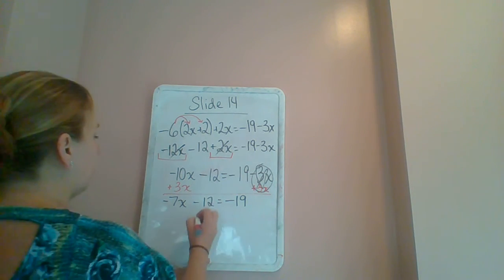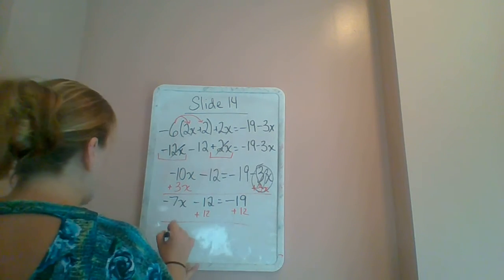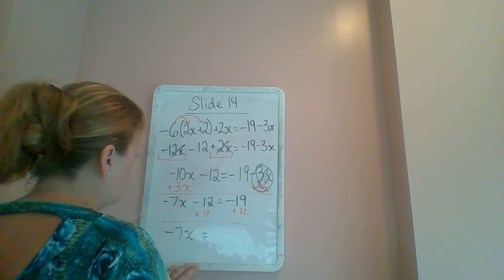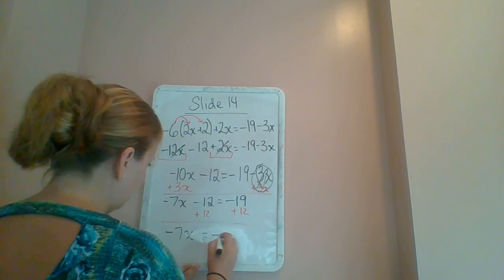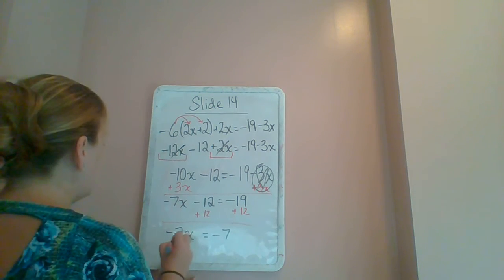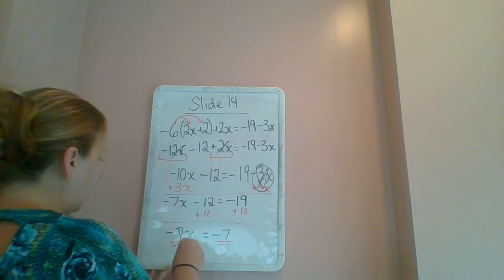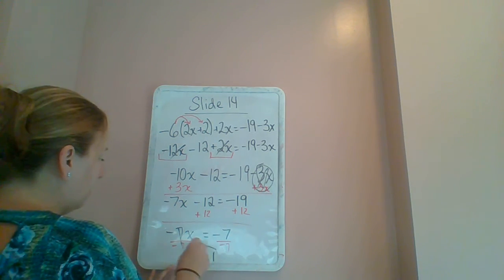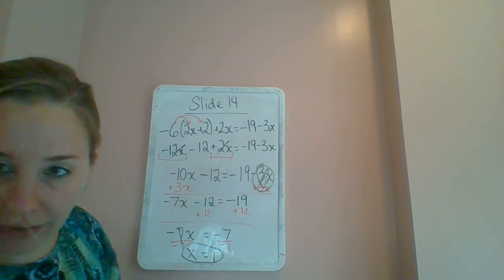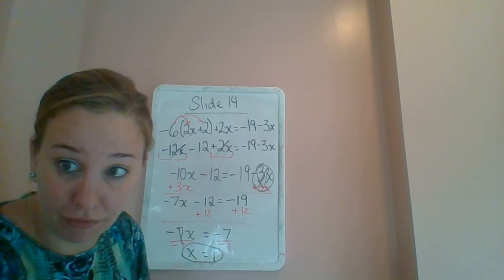And now we're at a two-step equation. Add 12. You got negative 7x equals negative 7. Divide by negative 7. And cancel. x equals positive 1. Woo! Okay. I'm going to do the same thing. Pause the video for the next one and try it yourself.